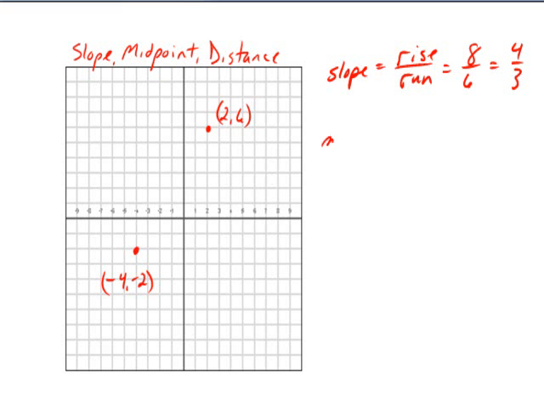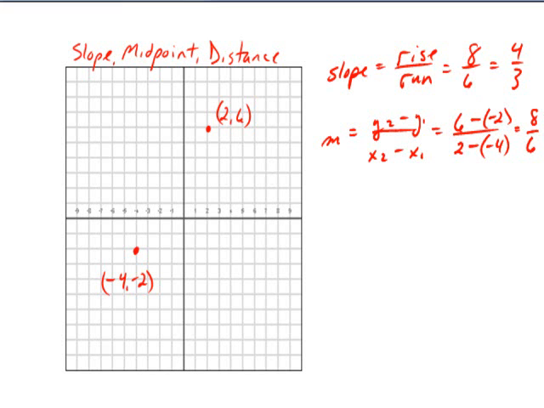Algebraically, we denote slope with a small m. We can use the formula y2 minus y1 over x2 minus x1. I'll call the point 2, 6 my x2, y2, and my -4, -2, x1, y1. Subtracting the y's, I have 6 minus a -2 over 2 minus a -4. In this case, I have 8 over 6, which is still 4/3.